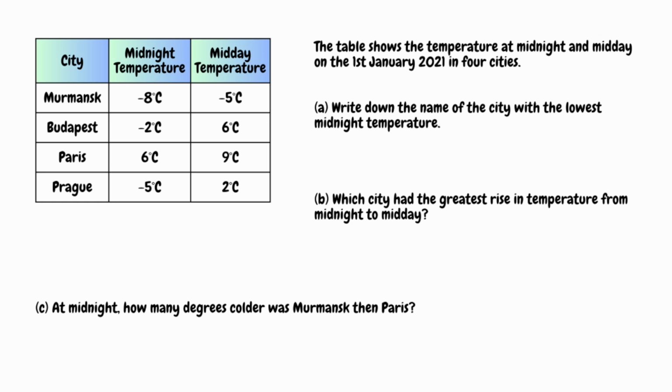So again, all we're going to do is look down our column for the midnight temperatures. We've got -8 for Murmansk, -2 for Budapest, 6 for Paris, and -5 for Prague. So we're looking for the lowest temperature, so the smallest number out of them all would be that -8, which is Murmansk. So that would be our answer for part A.